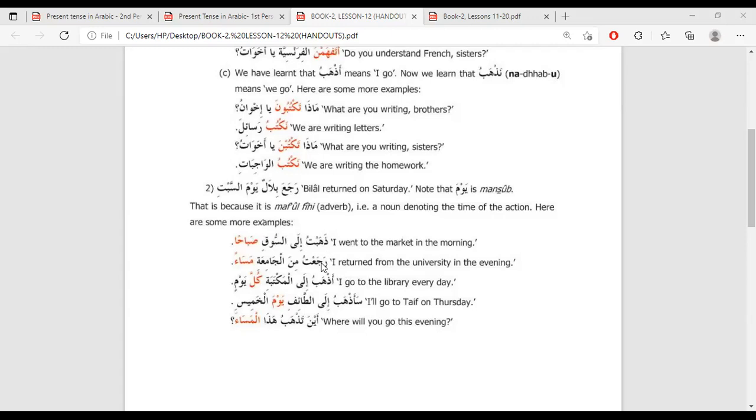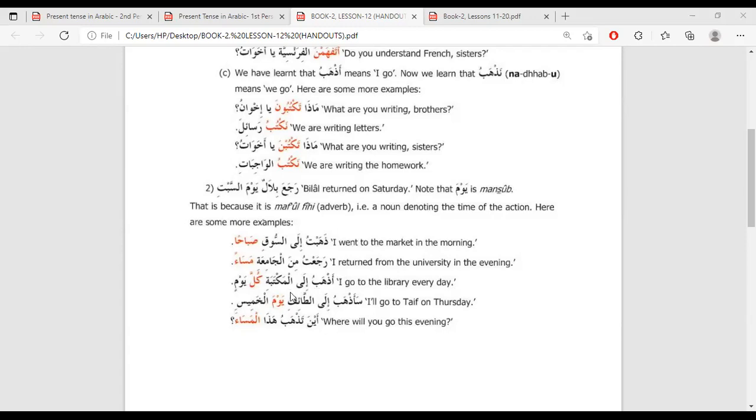As we can see here, ذهبت إلى السوق صباحا. I went to the market in the morning. So we know that ذهبت is basically fi'l lazim. It does not need any object. But when we want to talk about the time, we will say ذهبت إلى السوق صباحا. I went to the market in the morning. رجعت من الجامعة مساء. I returned from the university in the evening.